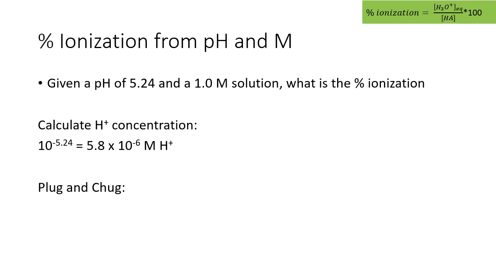All right, so at this point we can plug things into the equation because we have both the hydronium ion concentration and the acid concentration because it's given in the problem. And if we do that, we get 5.8 times 10 to the negative 4th percent. So whatever this acid is, it's incredibly weak. It does not dissociate very much at all.